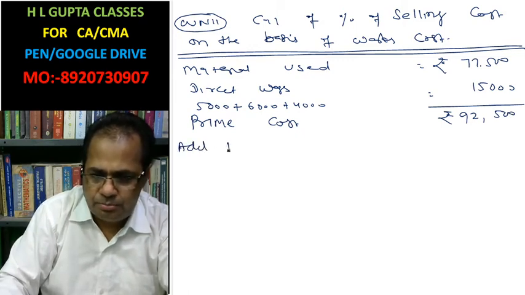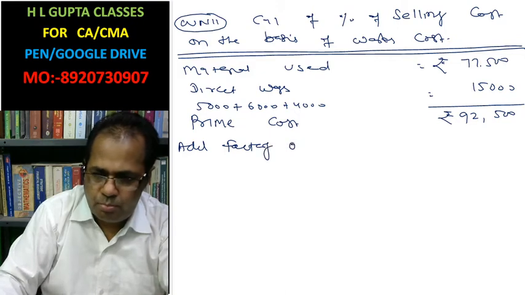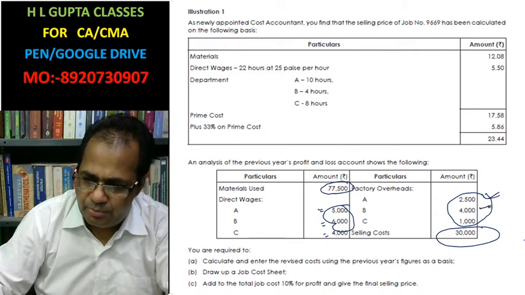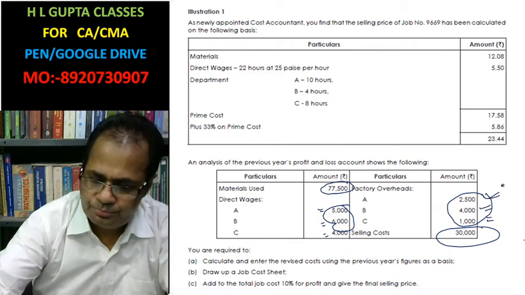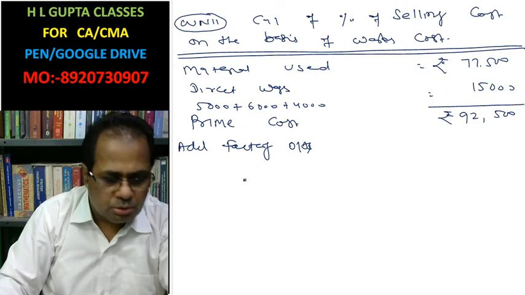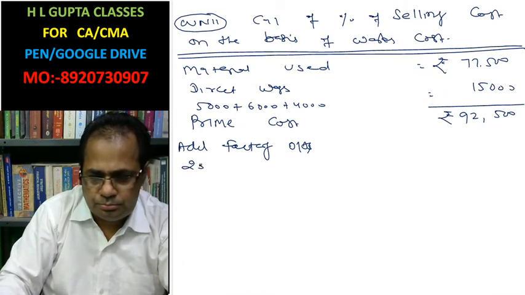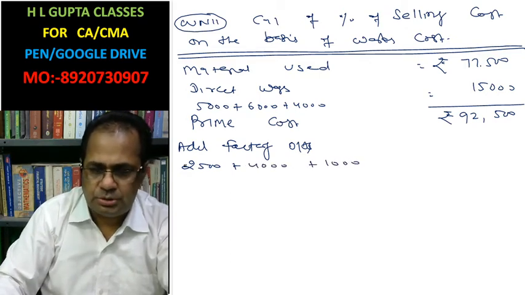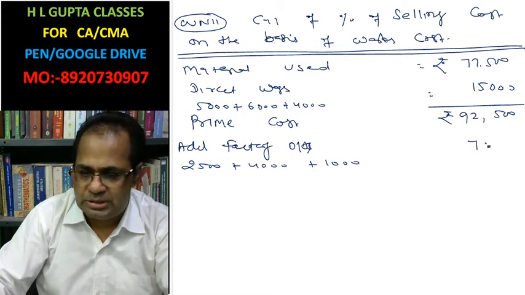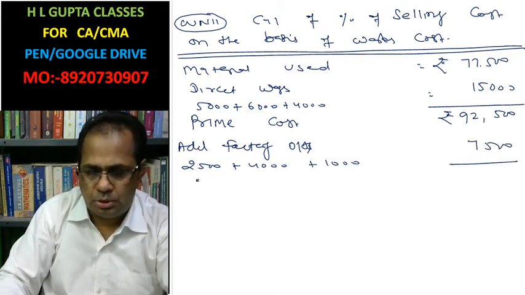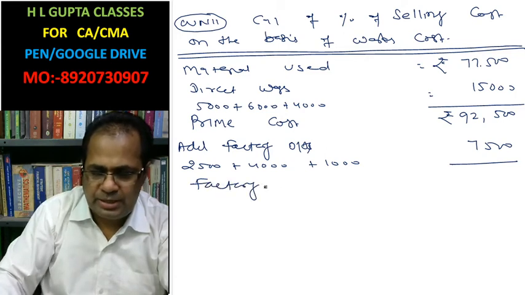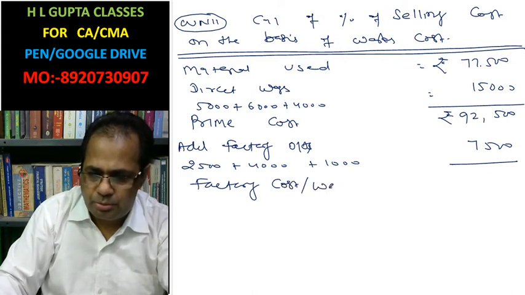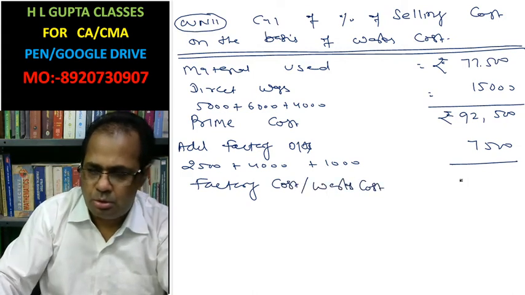Add factory overhead. Factory overhead is also given here: 2,500, 4,000, 1,000. This is 7,500. Factory cost, or this is also said to be works cost, 1 lakh.